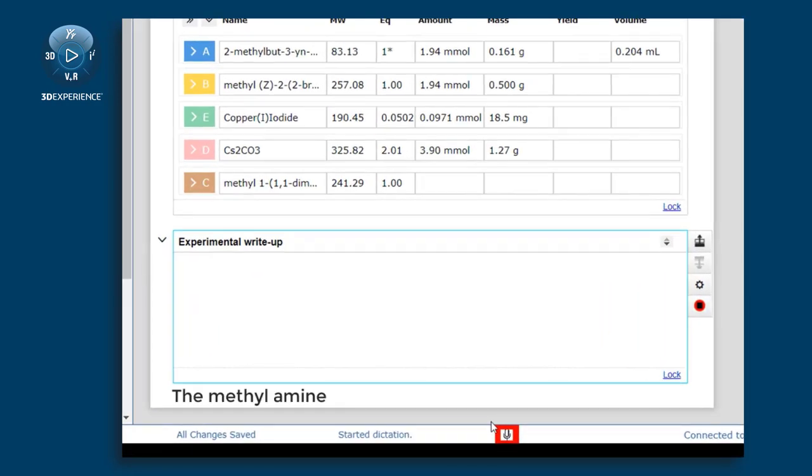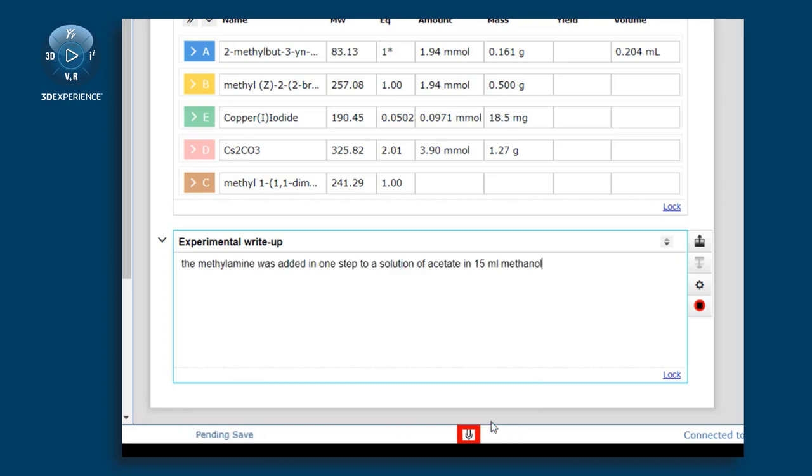The methylamine was added in one step to a solution of acetate in 15 mL methanol and refluxed for 3 hours. The solvent was removed in vacuum.